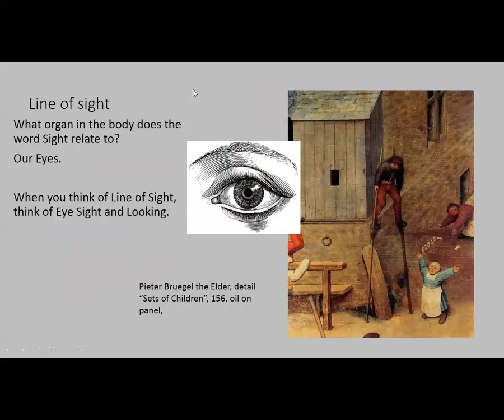So the next kind of line we're going to talk about is line of sight. And what organ of the body does the word sight relate to? Does it relate to your nose? Well, no, it doesn't. What about your ears? Nope, not that one either. It relates to your eyes. So when you think of line of sight, you think eyesight and looking.